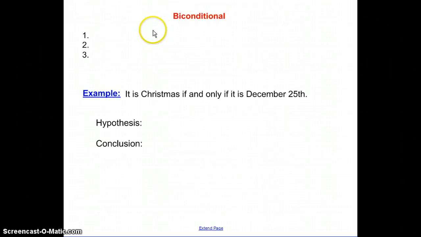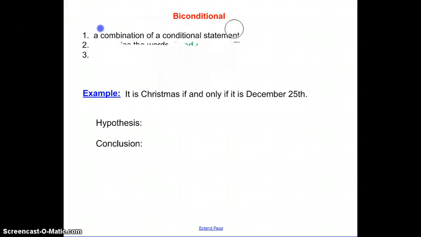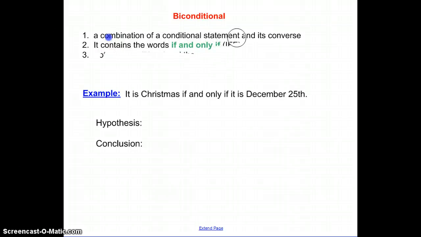Okay, let's start talking about biconditionals now that we're familiar with conditionals and converses. So the first thing that you want to know is that a biconditional is a combination of a conditional statement and its converse. The second thing that you want to understand is that it contains the words if and only if, which you will see is abbreviated as IFF, and that's not because we don't know how to spell if.